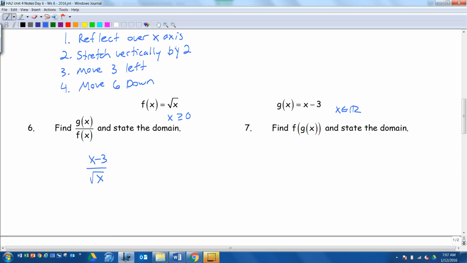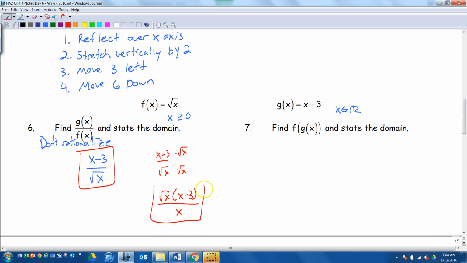In this case, I might say not to rationalize, so you can leave it like this. So if I tell you in the instructions don't rationalize, you can leave the square root down there. If I did tell you to rationalize, then you would do this, and you would get the square root of x times x minus 3 all over x. And that's kind of it. And regardless, either of these are fine. That's not rationalizing, that is rationalizing.